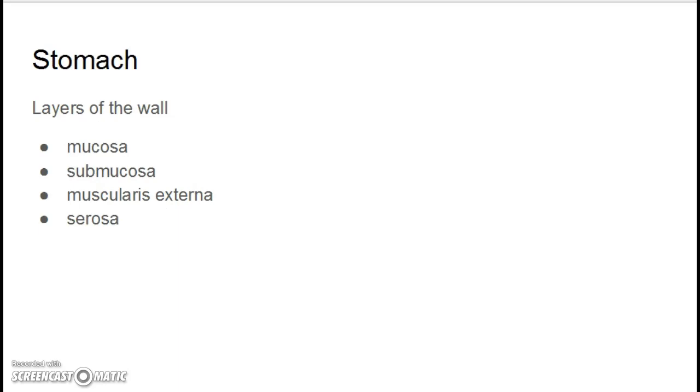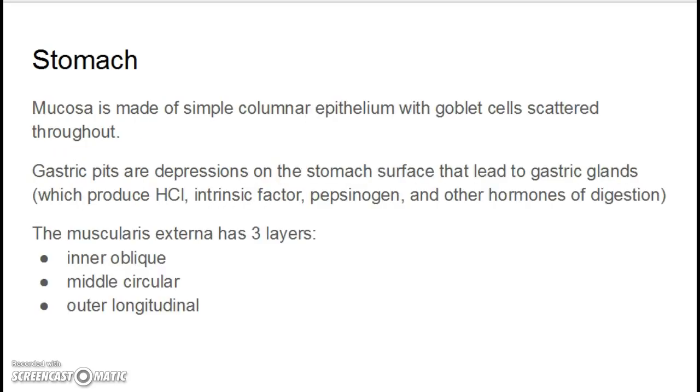Looking at the stomach, the first things we're going to be looking at are just the layers of the stomach wall. The layers of the digestive tract are divided into the mucosa, submucosa, muscularis externa, and serosa. So we'll be looking at those four layers. And then some other features.